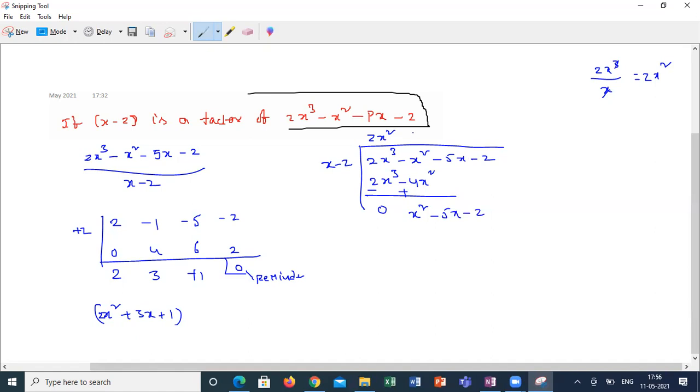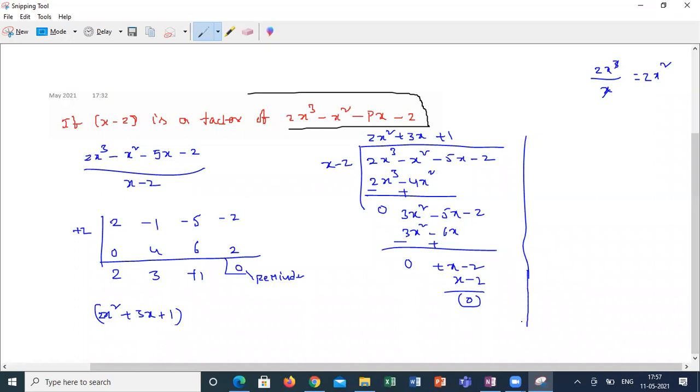x square by x square, so it is x. This is 3 minus 1 plus 4 is 3x square, so it is 3x. 3x means 3x square minus 6x minus plus. So 0 minus 5 plus 6 is plus x minus 2. So plus 1. x minus 2, this is 0. So the answer is 2x square plus 3x plus 1.